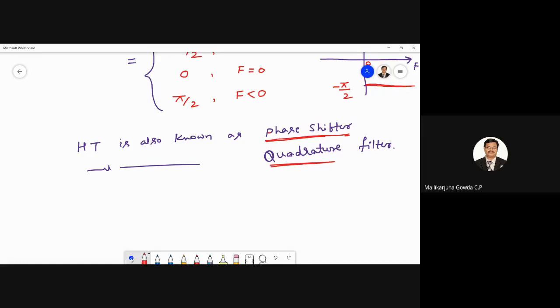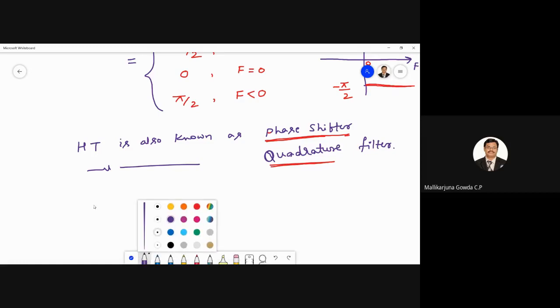Say for example, it converts cosine into sines. Is that clear? If I give a cosine signal as an input signal to the Hilbert transform, the output of the Hilbert transform will be a sinusoidal signal, sin 2 pi fc t. Is that fine? Because cos of 2 pi fc t plus theta minus 90 degree is equal to what I can write?